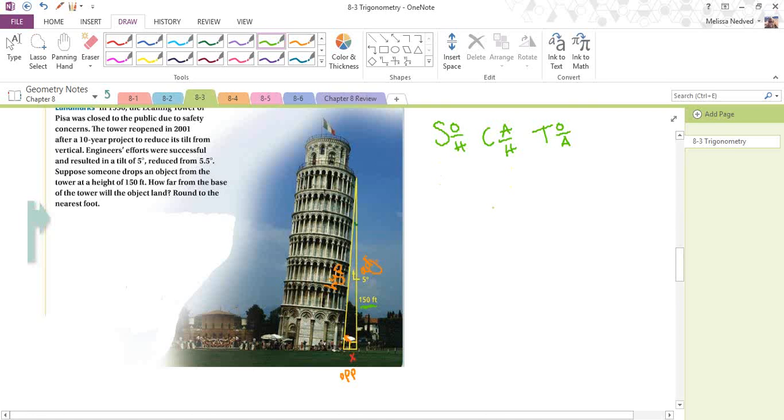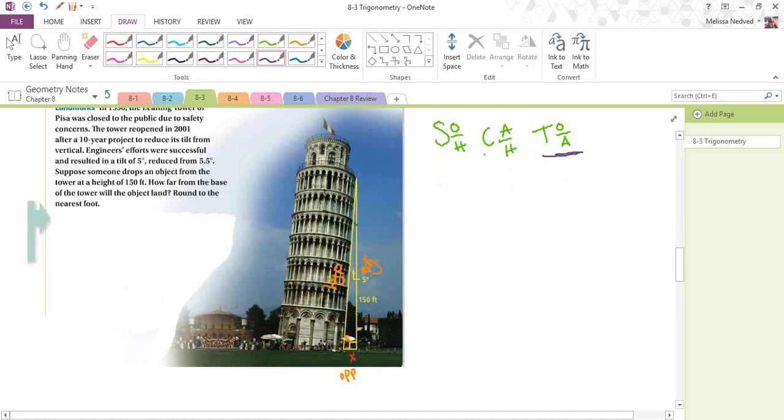SOHCAHTOA. Which one uses opposite and adjacent? Luca, try again. Patrick, try again. Good, Courtney. Good, Xavier. Good, Ezekiel. Good, Jordan. Good, Alyssa. Okay. I'm looking for the opposite. I know the adjacent. Which one uses opposite and adjacent? Tangent is the only one that uses opposite and adjacent.